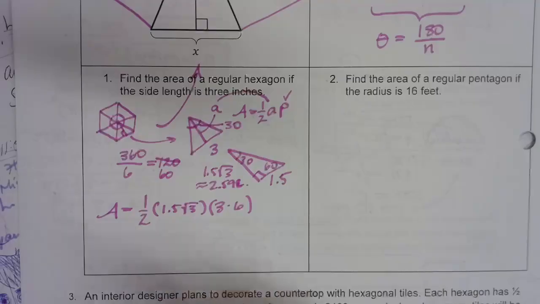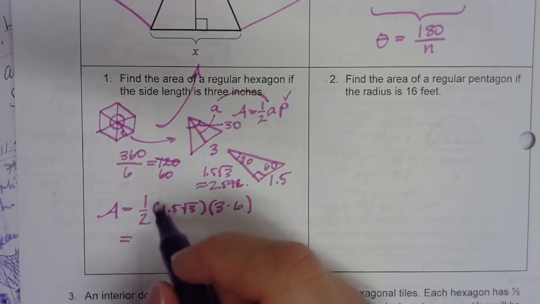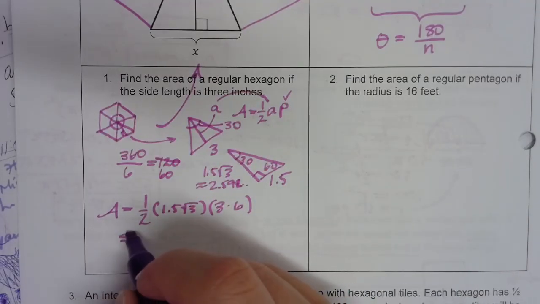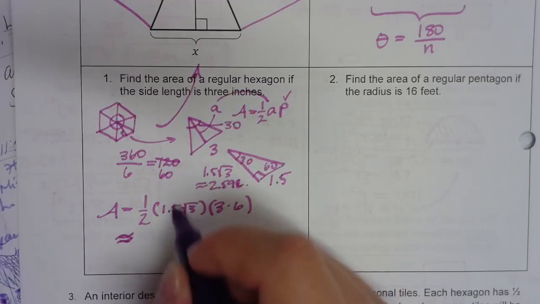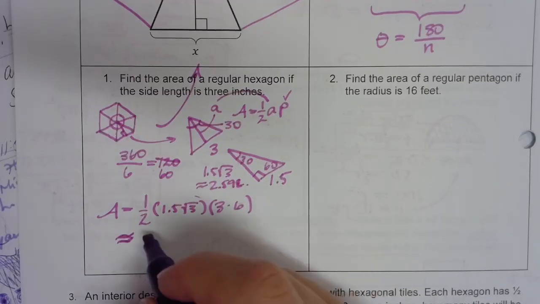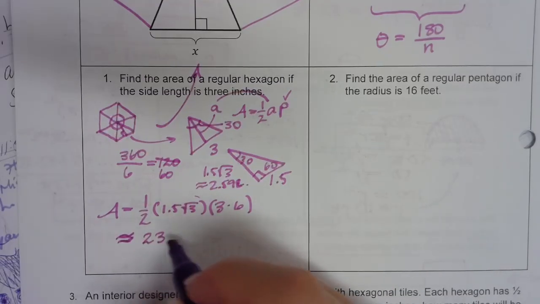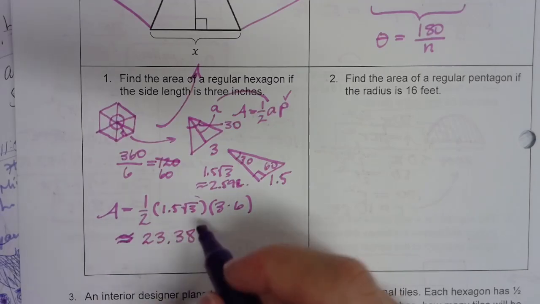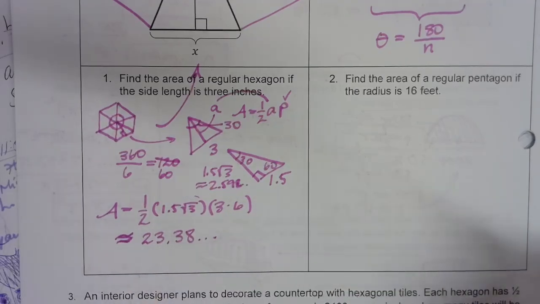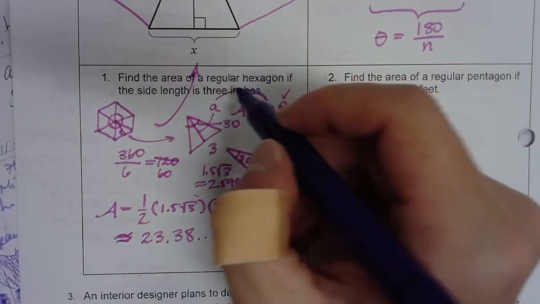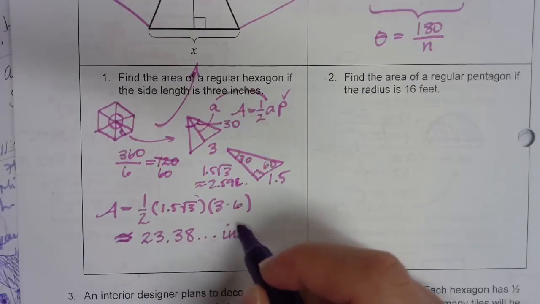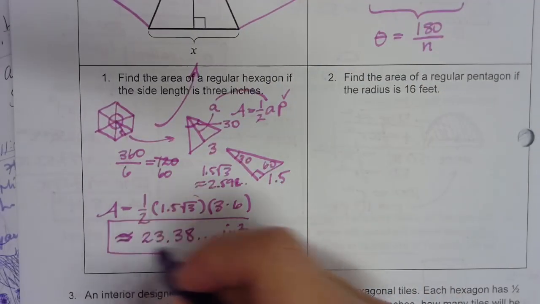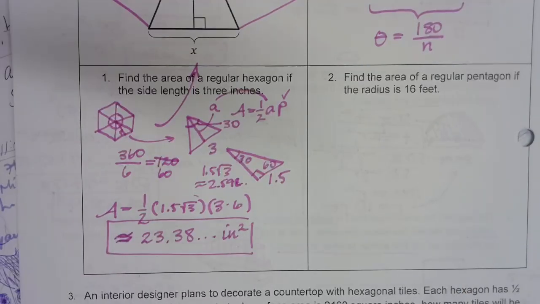So, for this final answer here, we'll say it is about, and I do want to say approximately because there is a square root in here. So we're going to say this is about 23.38. Beautiful. And this is going to be in inches squared. So yeah, make sure we include our units there. Box it in, and you're done.